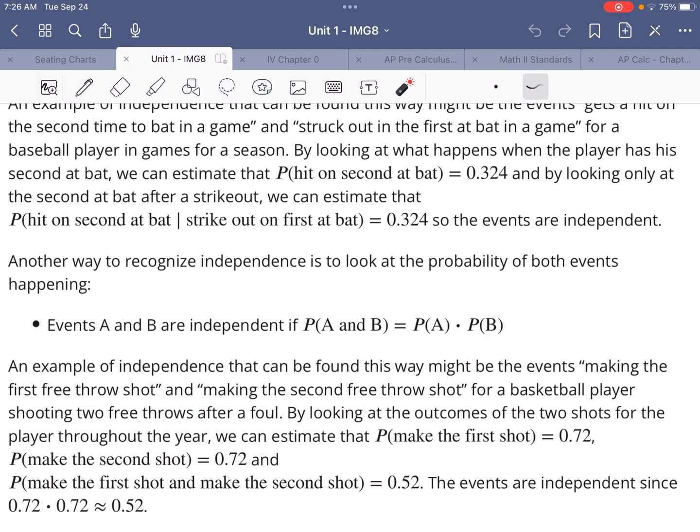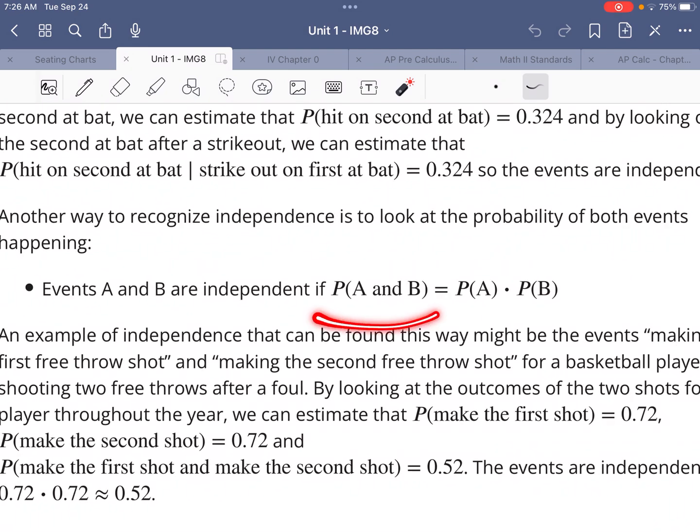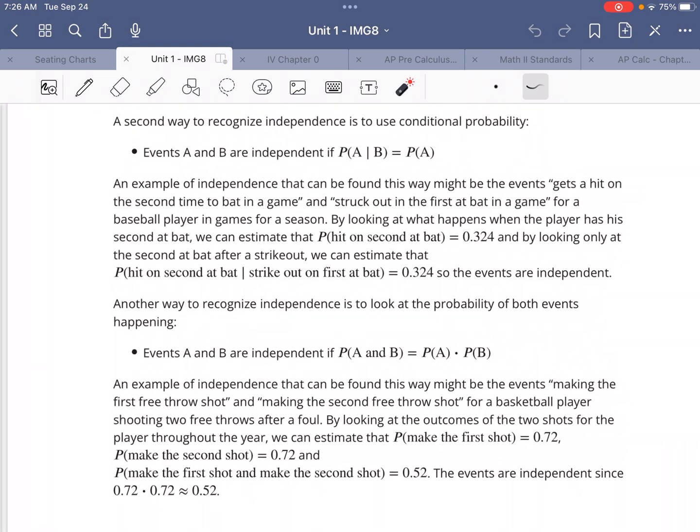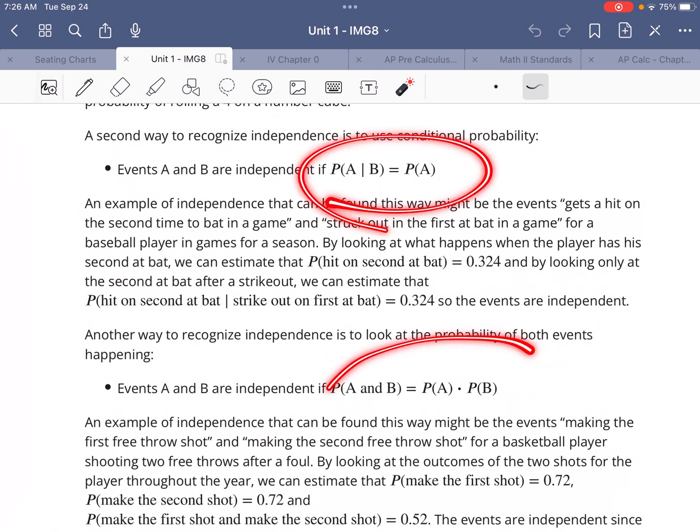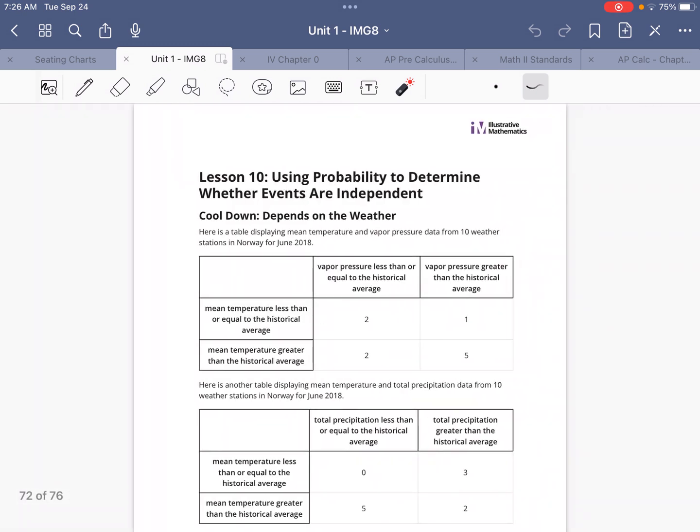Another formula for checking for independence is this: if the probability of A and B comes out to be almost the same, it doesn't have to be exactly perfect, by the way, as the probability of event A times the probability of event B, then the events are independent. On the cool down, you're going to want to use these probability equations as much as possible. So let's take a look at the activity.